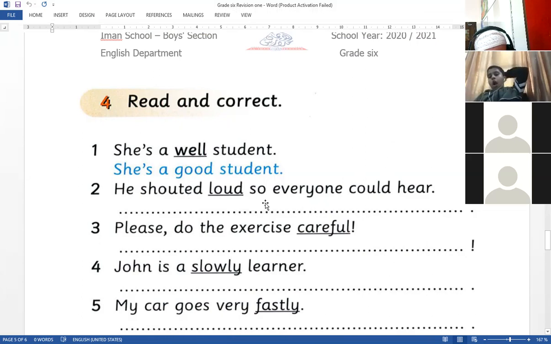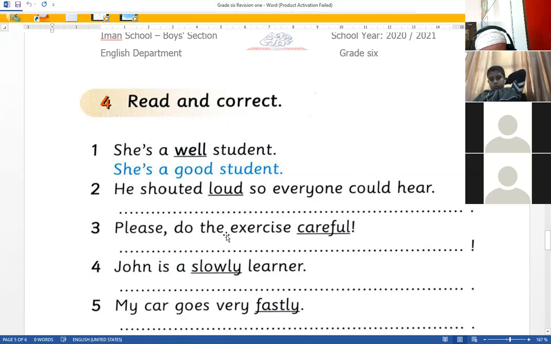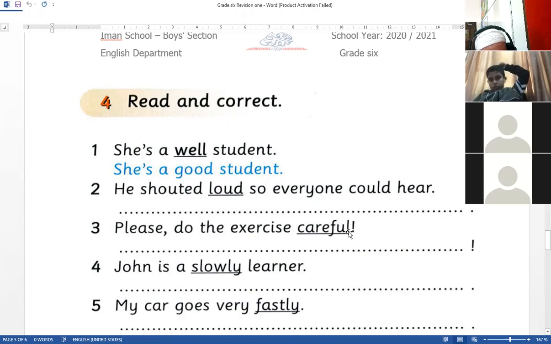He shouted loudly. Loudly is an adverb. Adverbs end in ly. Please do the exercise. Careful or carefully? Carefully. One L or double L? Double L. Joan is a slowly learner or a slow learner?